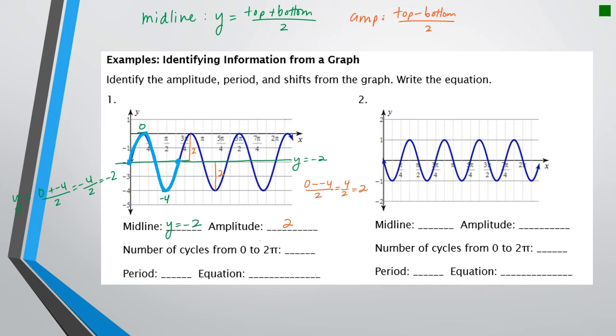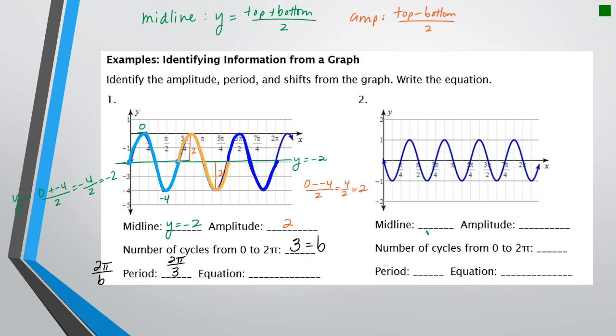All right, now my next cycle starts here and ends here. And then another one from here to here, and that gets me to 2 pi. So I can see 3 full cycles from 0 to 2 pi, so I'm going to put a 3 there. Now remember that this actually is telling me my b value. So to find period, remember the little formula is 2 pi over b. So period here would be 2 pi over 3.